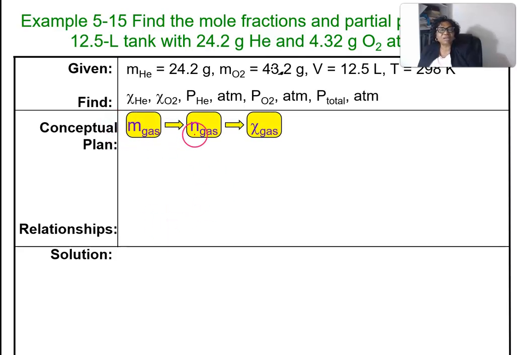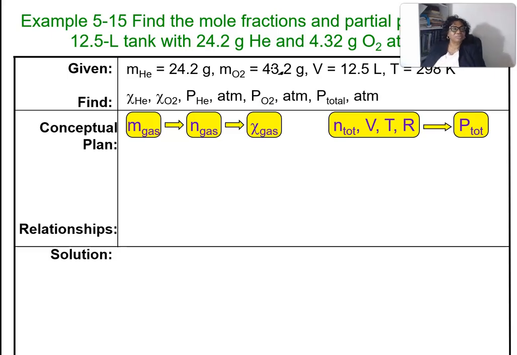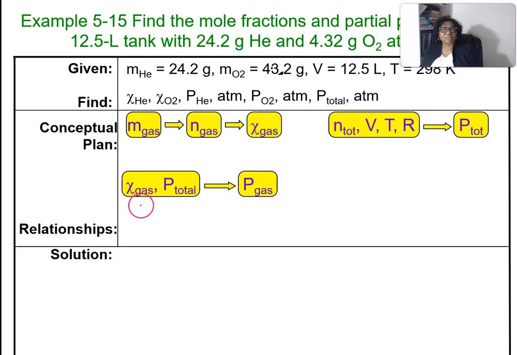So from the mass, we are going to get the number of moles of the different gases. Then we'll find the mole fractions. From the mole fractions, we are going to get the partial pressure of the different gases. Then we are going to sum them up to get the total pressure. So from the partial pressures, we are going to get the total pressure.